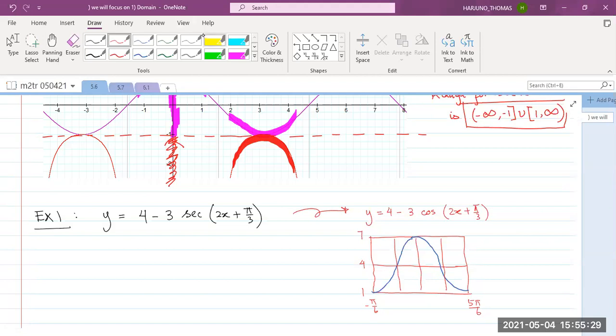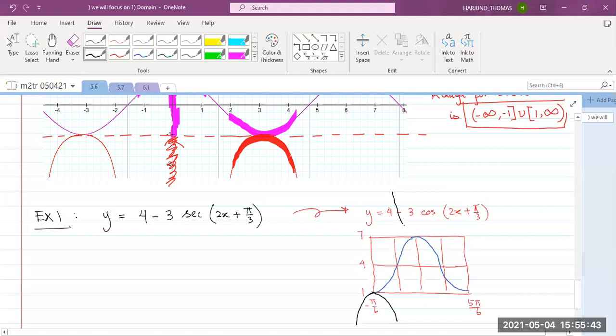Now then the graph of secant will be, if the bump is down, you have a valley, then it will be a peak. If you have a peak, you will have a valley for the secant. That's what it looks like. Okay, the blue curve is the cosine version. The black curve is the secant version.